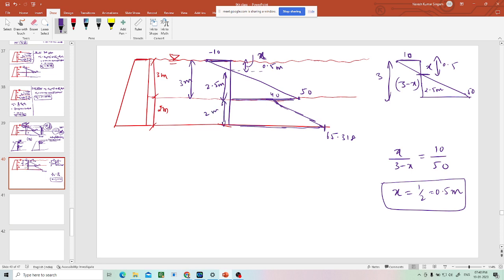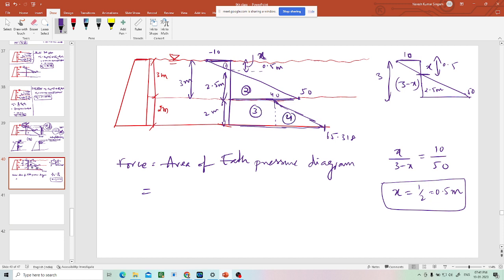Okay. Now, how many triangles can we form to find out the force? Force is nothing but the area of the earth pressure diagram. This is the earth pressure diagram. Force equals the area of that. So how many areas? Let us say this is 1, this is 2, this is 3, this is 4, right? Because these are the known formulas for me.